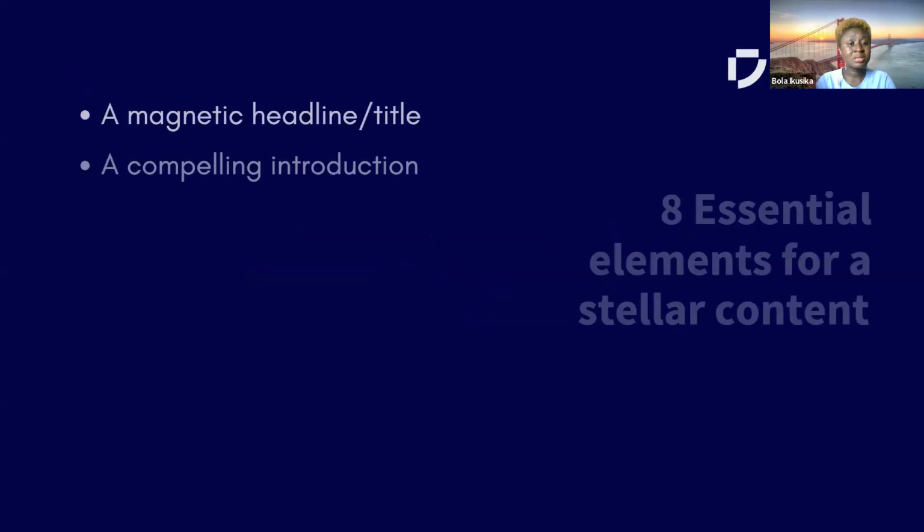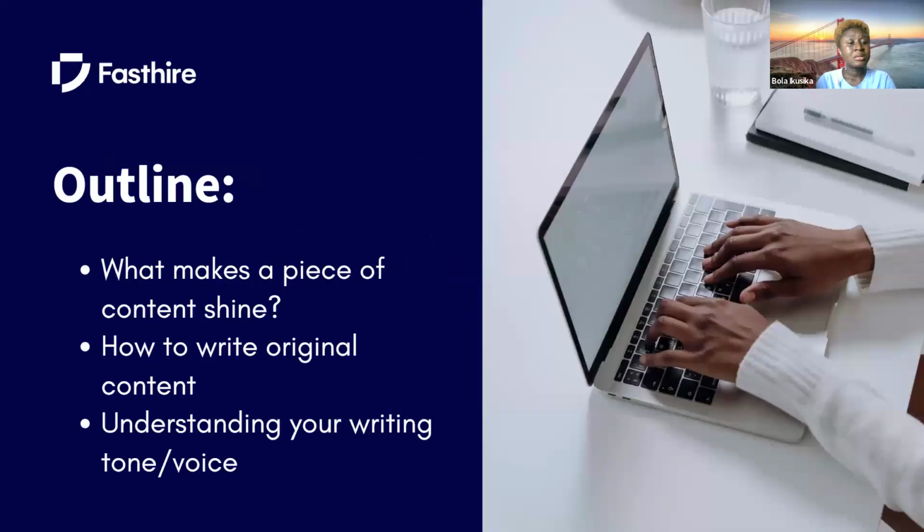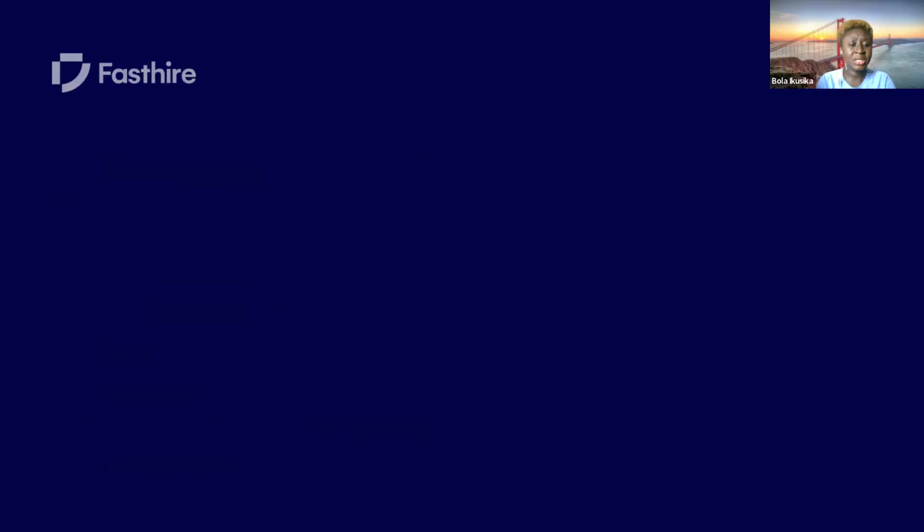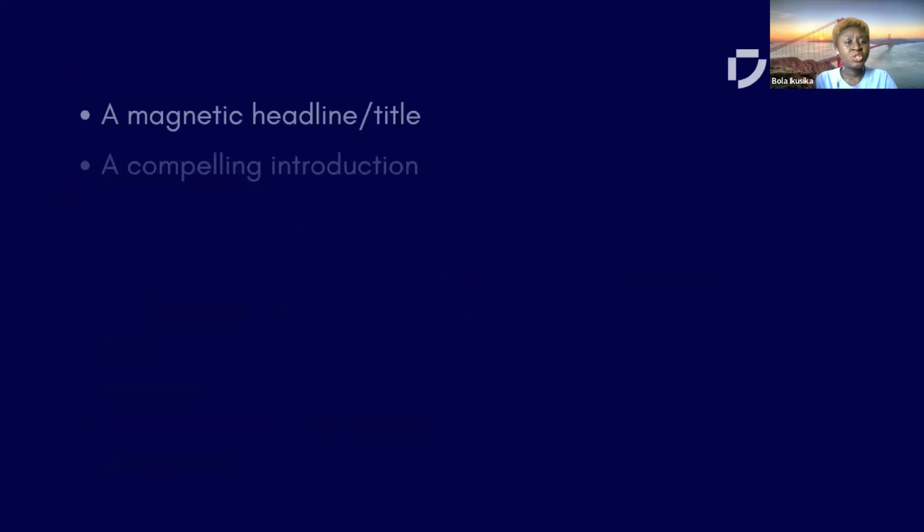So now, our first outline says what makes a piece of content shine. If you check online for a topic as simple as how to prepare pancakes, you find millions of results on Google, but only a few can make it to the first maybe 2 or 3 pages. And the reason for that is that most of them have these 8 elements. So the first element for stellar content is a magnetic headline or title.